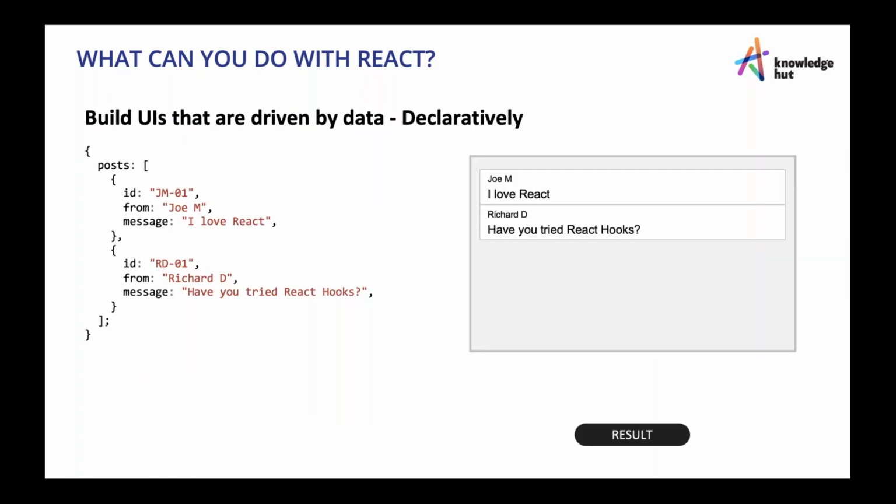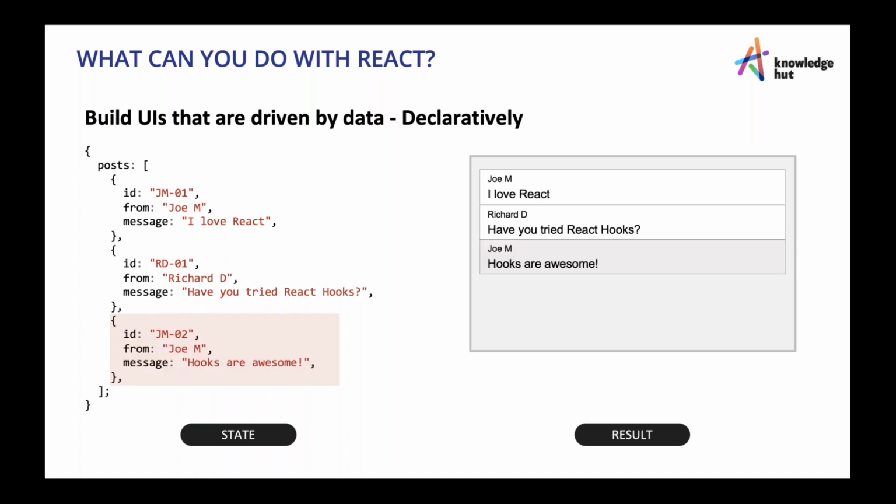You can also build UIs here that are driven by data. So what you see on the left is an array of posts that render the UI on the right. As a hypothetical example, this data set on the left is basically known as state. And what you're trying to do here is, the moment you add an object to this array or you modify this array, this automatically updates the UI that you see on the right.